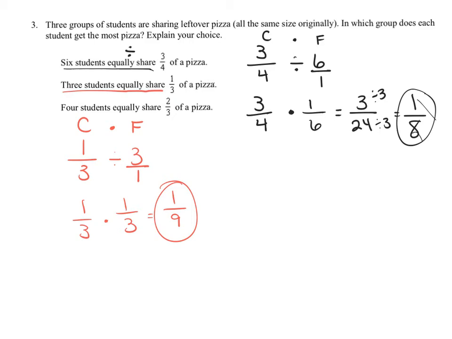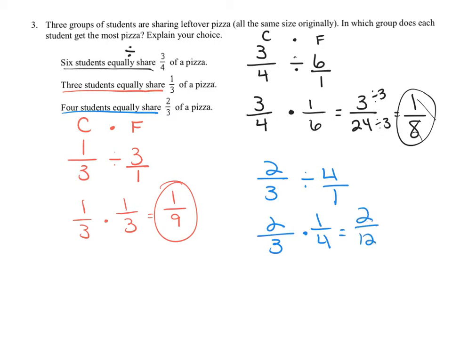The second one's 1/9, and the last group is 4 students equally share 2/3. So 2/3 divided by 4, and we're going to say 4/1, multiply by the reciprocal, 2/3 times 1/4, which gives me 2/12, which if we simplify that is 1/6. And you're wanting to find the one that has the greatest piece.